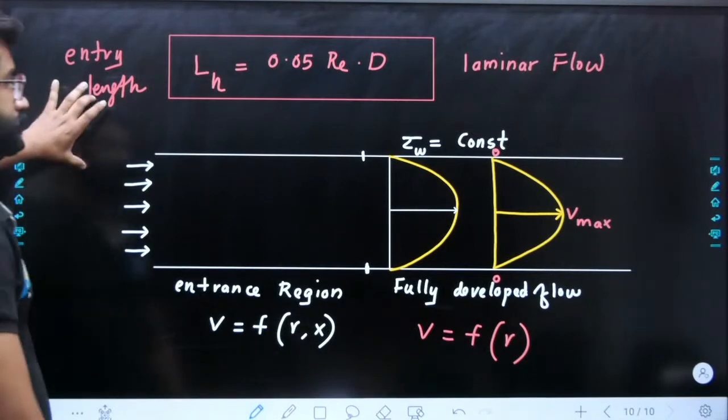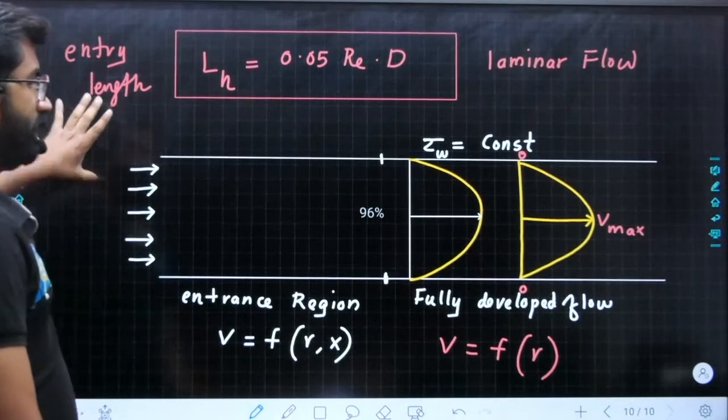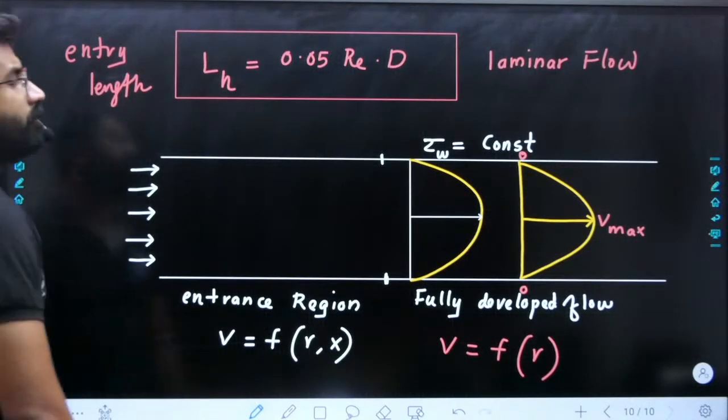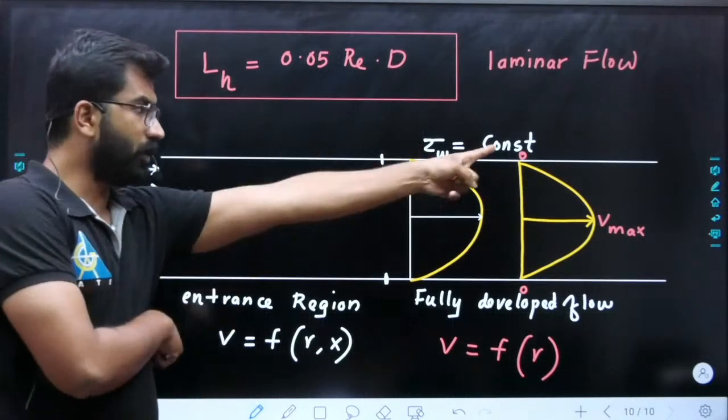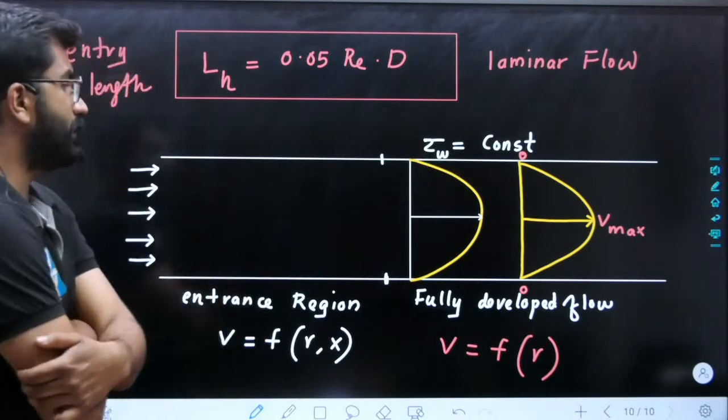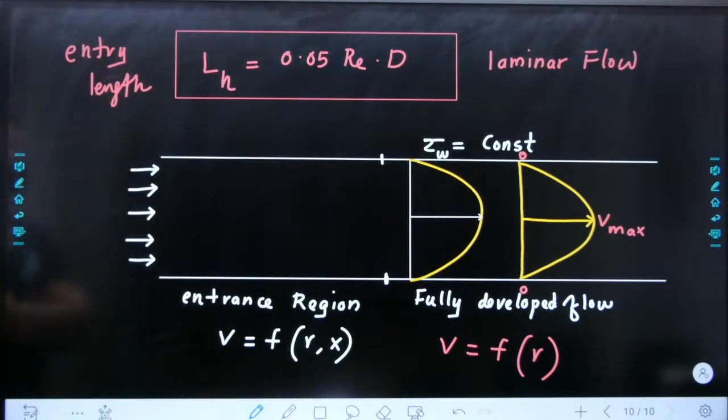Now remember, a fully developed flow based question आया था 2021 में, right? Fully developed flow tau w constant है करके, ठीक है? So वो सब आपको remember करना है.